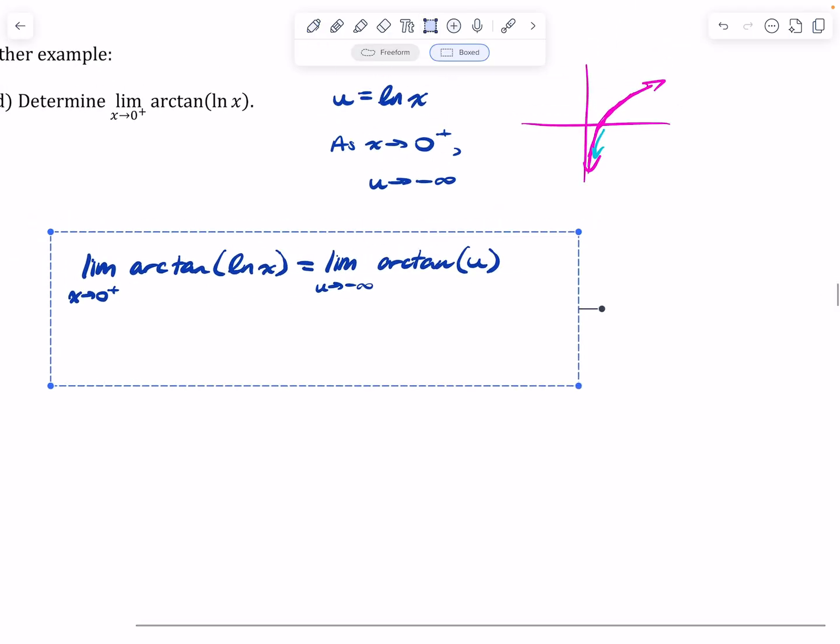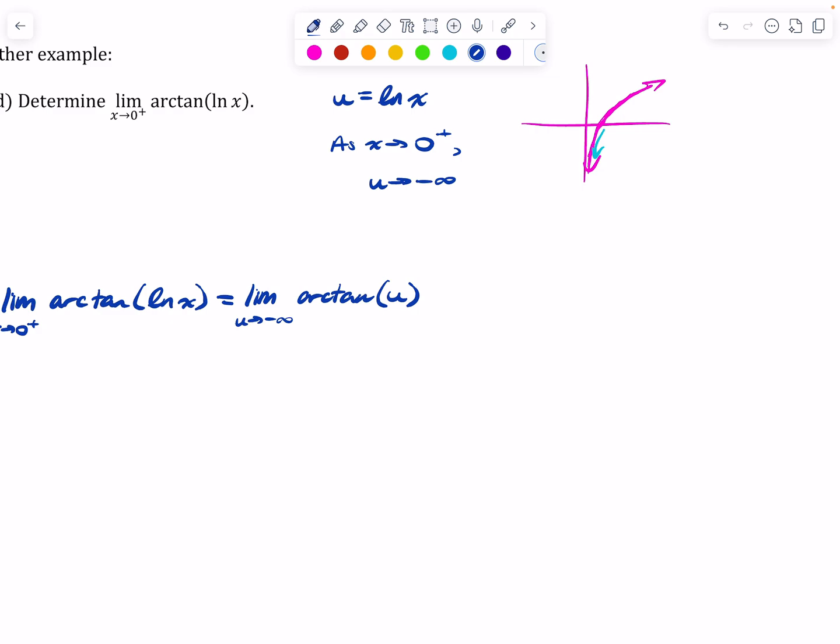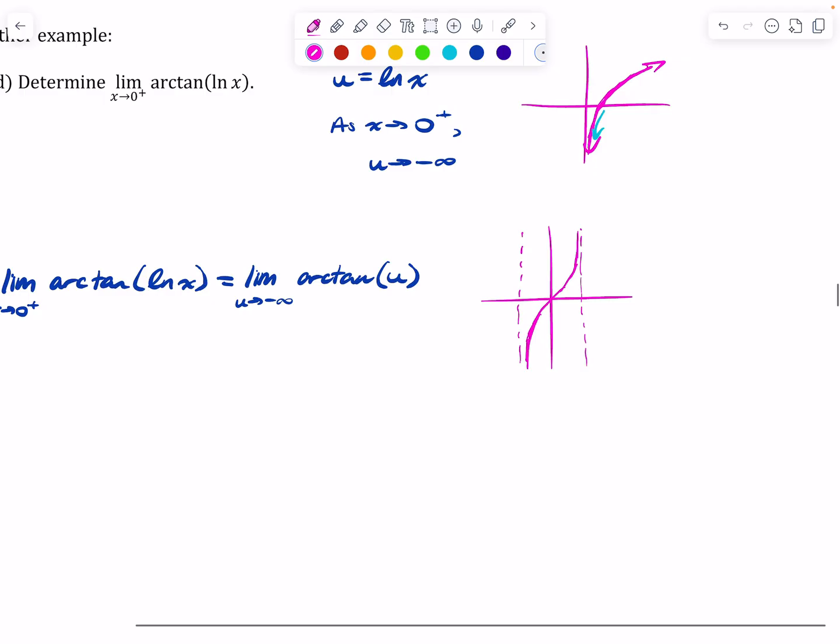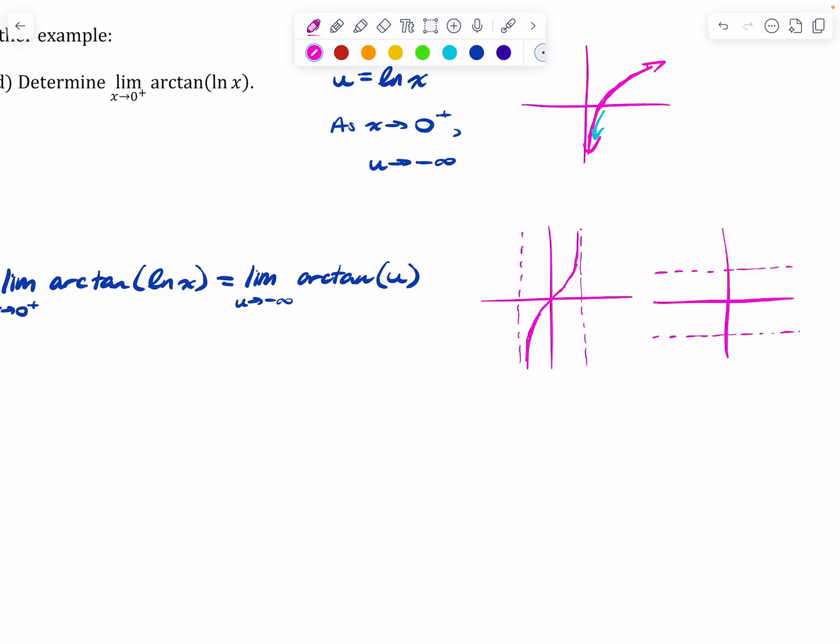Again, I would approach this graphically. You can picture what tan looks like. Tan of x has a couple of barrier asymptotes, but has this kind of shape. So that's a thing we know about tan. So arctan, its inverse, looks more like this. So by picturing it, I can get this value.